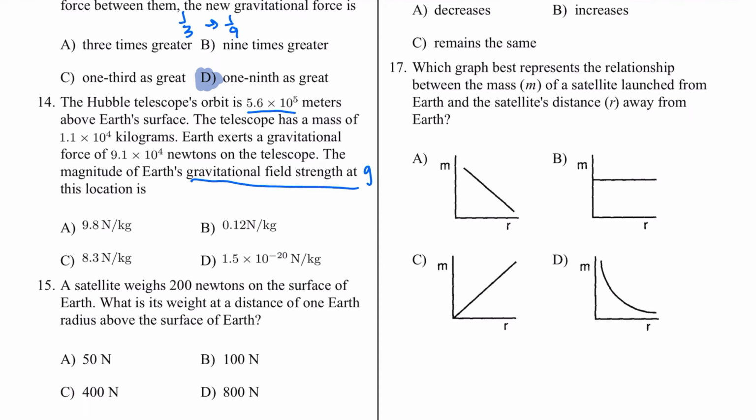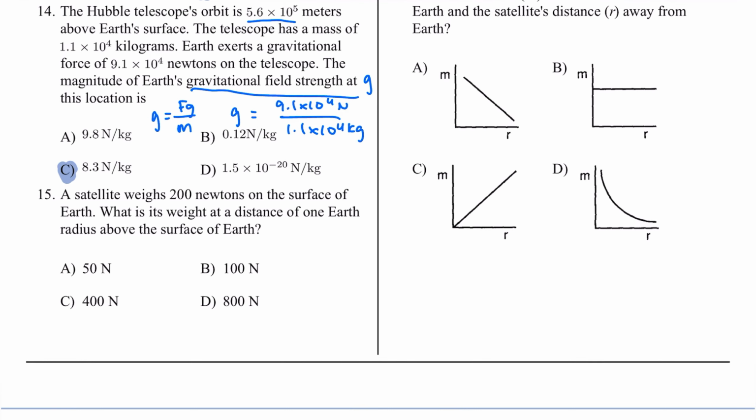Now, if we want to find the value of gravitational field strength, we need to use the equation g equals Fg over mass, which is on the reference table. So g equals 9.1 times 10 to the 4th newtons over mass, which is 1.1 times 10 to the 4th kilograms. And once we solve this out, we're going to get C, which is 8.3 newtons per kilogram.